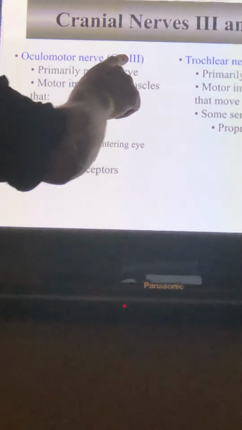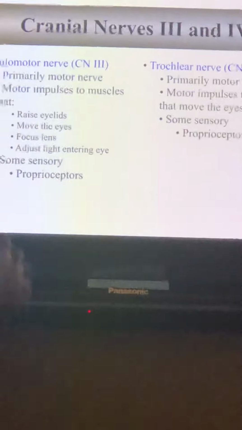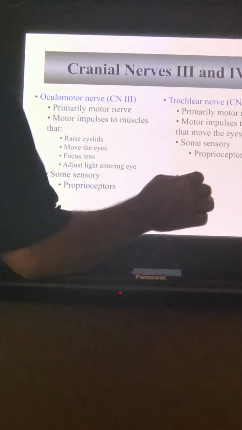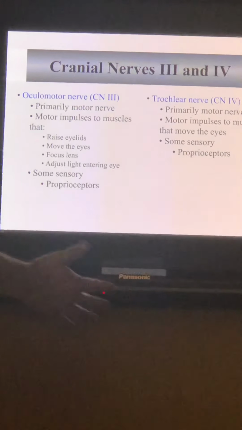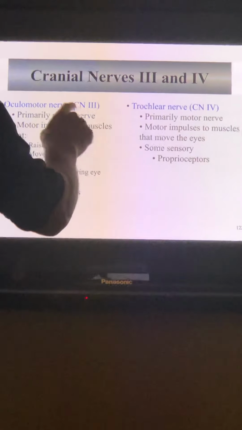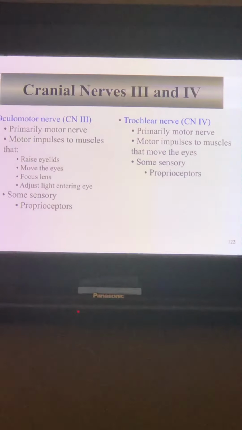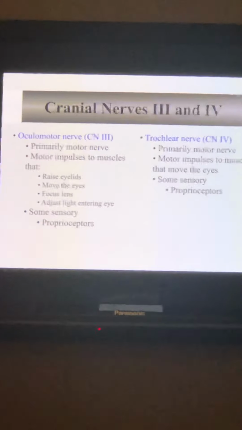Cranial nerve 3, cranial nerve 4, cranial nerve 6 all have the same function, and they move the eyeball. There are some other things they do, but I want you to know that they move the eyeball. Cranial nerve 3, oculomotor. Cranial nerve 4, trochlear. Cranial nerve 6, the abducens. All move the eyeball.